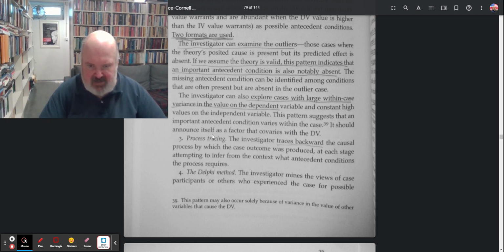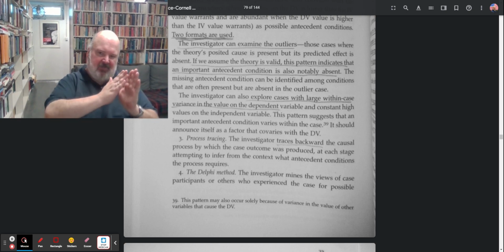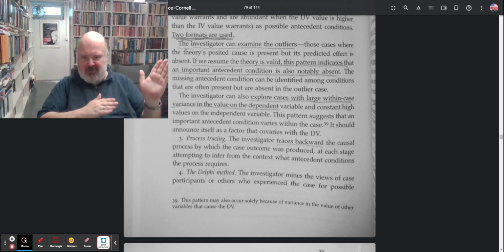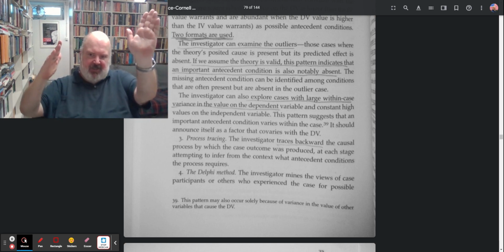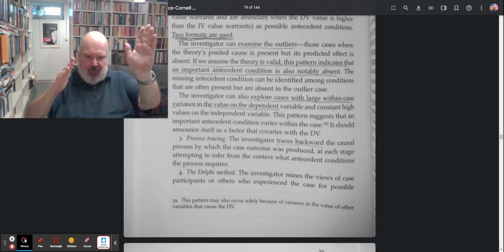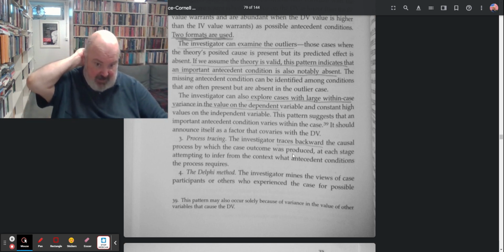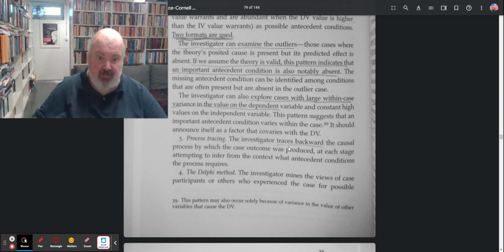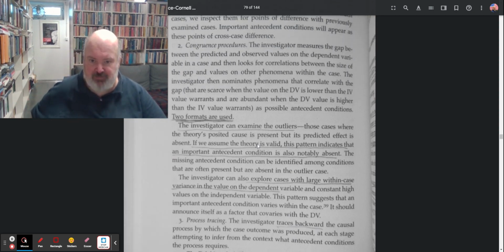It should announce itself as a factor that covaries, that has varying. Covary means something is varying, means changing. And these things are changing in the same way. They're both changing with the dependent variable. So that's the two ways of process.